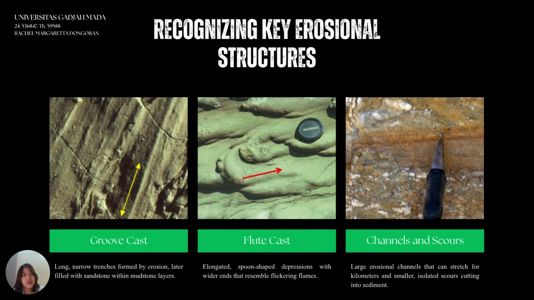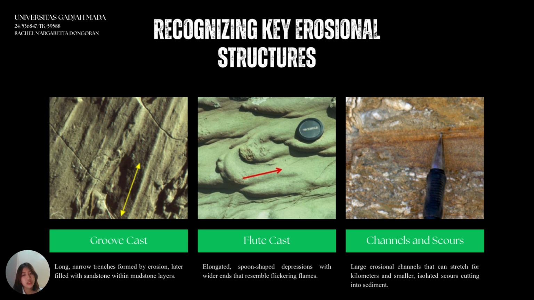Next we have flute casts. These look like spoon-shaped depressions, with one end wider and deeper, often resembling a flickering flame shape. Here we can see the flute cast. They form when eddies in turbulent currents scour out small hollows in the mud, which are then filled by sand.